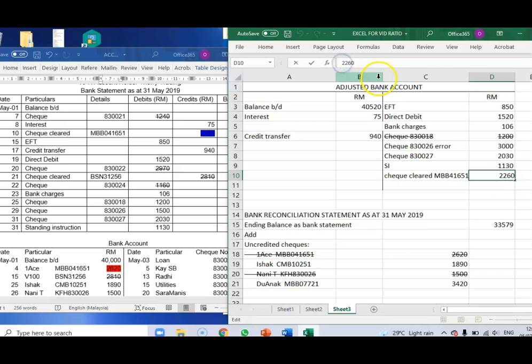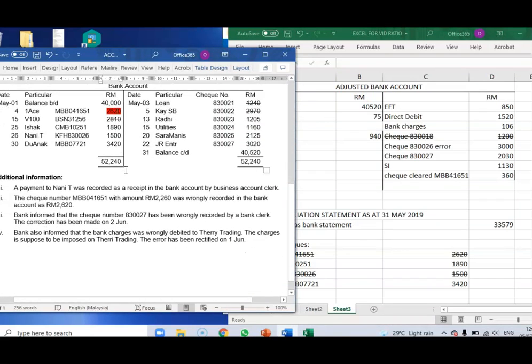The original amount, the error amount, is 2620, and you need to deduct the correct amount, 2260. So you have 360 as the difference between the correct amount and the wrong amount. So the red deduct with the blue. Okay, let's have a look at the next adjustment or the next error.